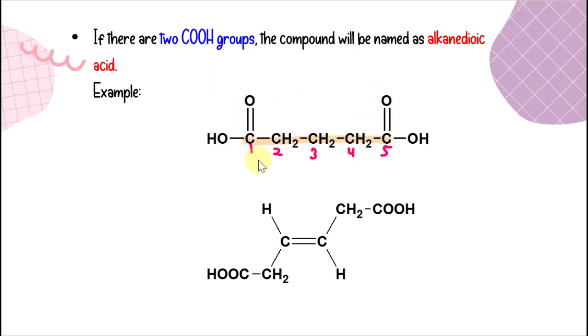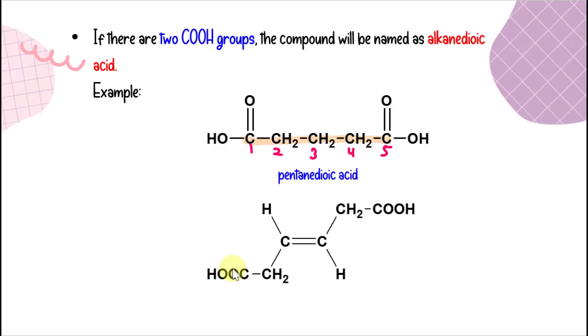The name of this compound will be pentanedioic acid. Pent because the longest carbon chain is 5, dioic because we have 2 carboxyl groups. We don't need to number the position of the carboxyl groups, because in an open chain aliphatic carboxylic acid, the carboxyl group must be placed on the terminal carbon. So its position must be at the end, and we don't need to number it. So pentanedioic acid, we know the position of the carboxyl group is on the first and the fifth carbon.